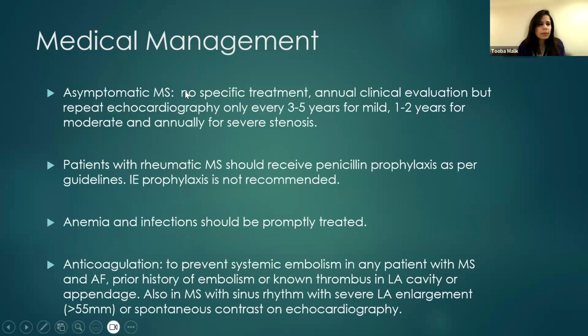So asymptomatic mitral stenosis, like we discussed earlier, you don't need to really treat those patients. You can do an annual echocardiogram for them. But if they're asymptomatic, you can even do an echocardiogram every 3 to 5 years for mild mitral stenosis. And then if it's becoming moderate, you would do it more frequently, like 1 to 2 years. And those who have rheumatic MS should receive penicillin prophylaxis.